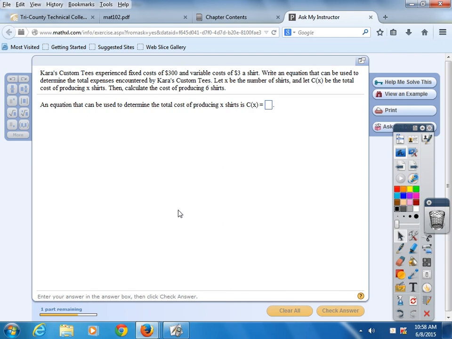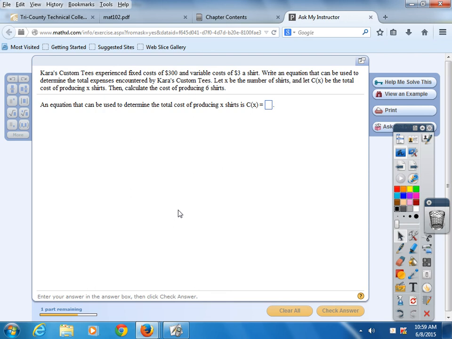Kara's Custom Tees experience fixed costs of $300 and variable cost at $3 a shirt. Write an equation that can be used to determine the total expenses encountered by Kara's Custom Tees. Let X be the number of shirts, let C of X be the total cost of producing shirts, then calculate the cost producing 6 shirts.